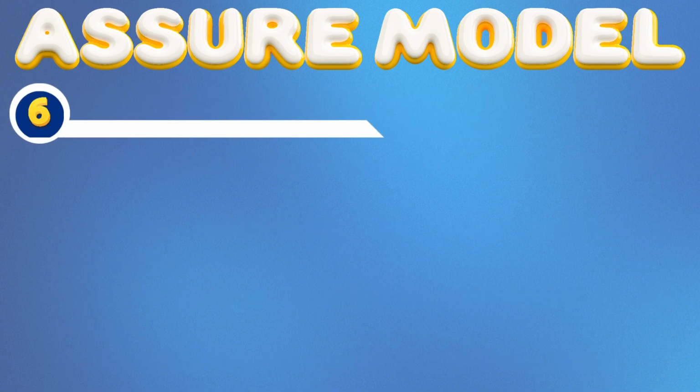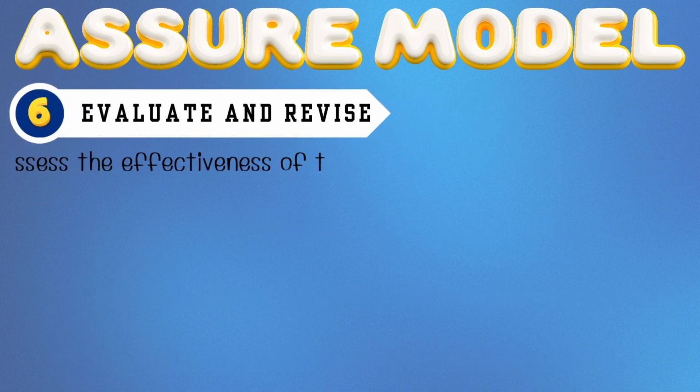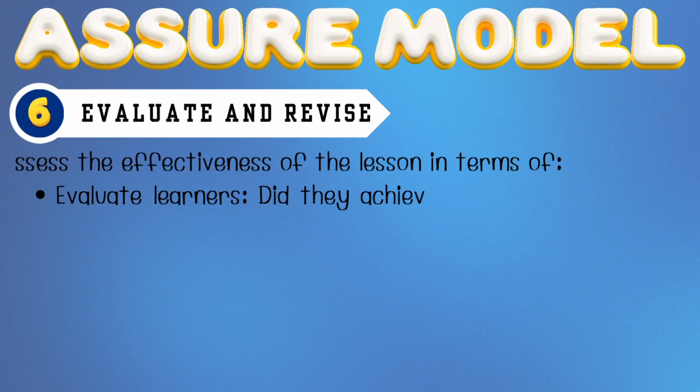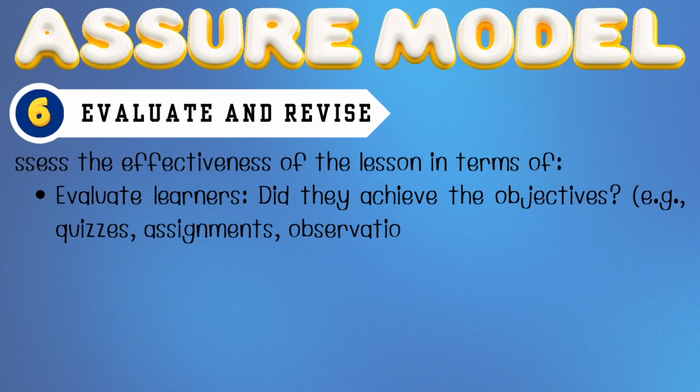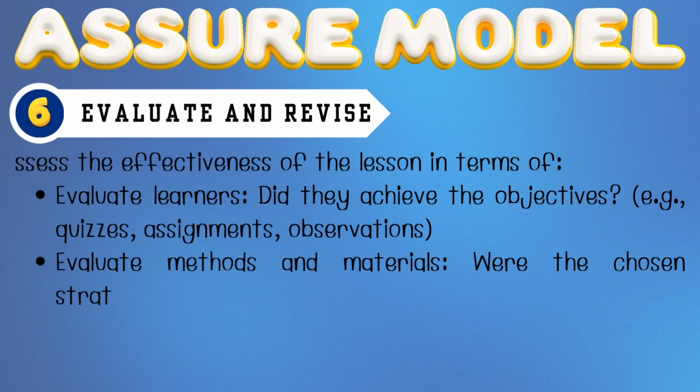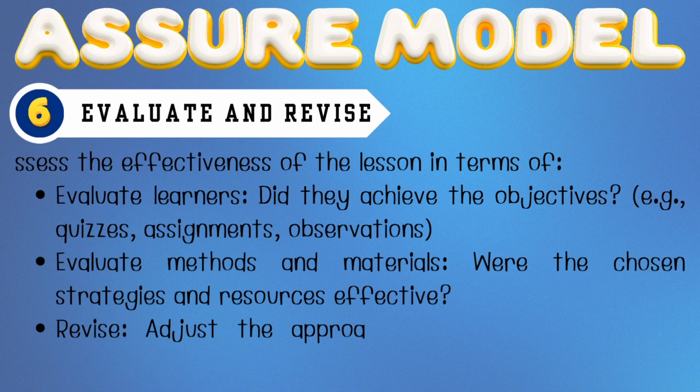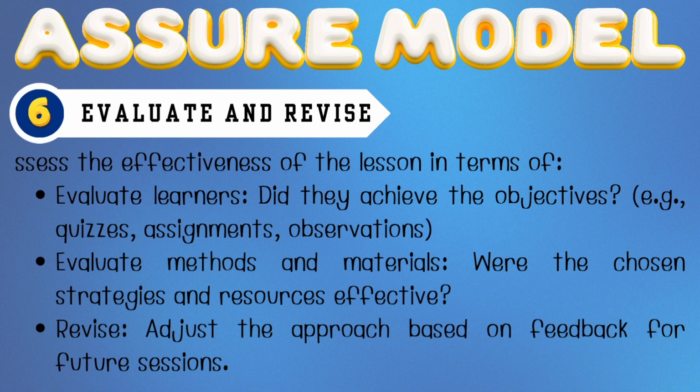And the final step is evaluate and revise. Assess the effectiveness of the lessons. In terms of evaluating learners, did they achieve the objectives? Through evaluating them, you can use quizzes, assignments, and observations. For evaluating methods and materials, were the chosen strategies and resources effective? And for the revision, adjust the approach based on the feedback for future sessions. Evaluating the entire lesson is very crucial for further improvements.